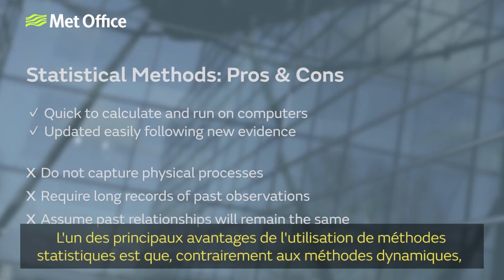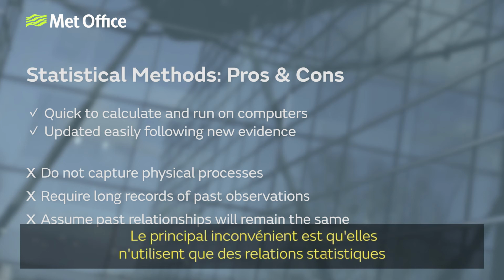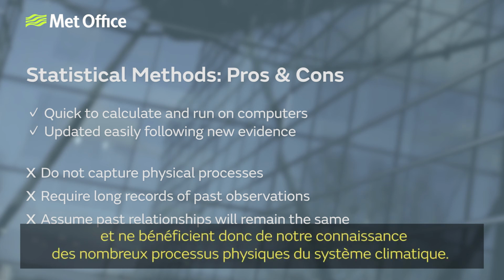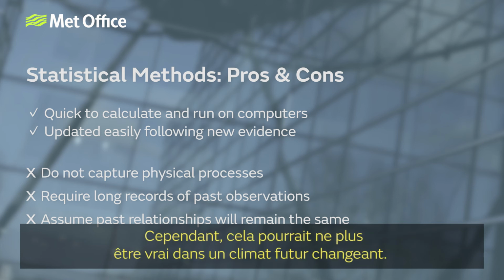One of the main advantages of using statistical methods is that, unlike dynamical methods, they're relatively quick to calculate and don't require too much computing power. The main disadvantage, though, is that they only use statistical relationships, so they don't benefit from our knowledge of the many physical processes within the climate system. They also require long records of past observations, and they assume that the relationship that we've seen in the past will continue into the future, and that might not be true in a changing climate.